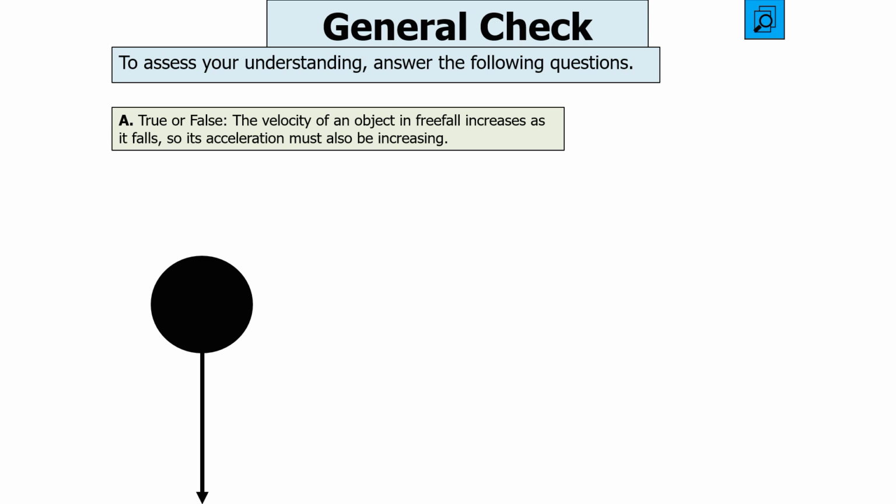True or false, the velocity of an object in freefall increases as it falls, so its acceleration must also be increasing. Pause the video now, then unpause the video when you want to go through your answer.